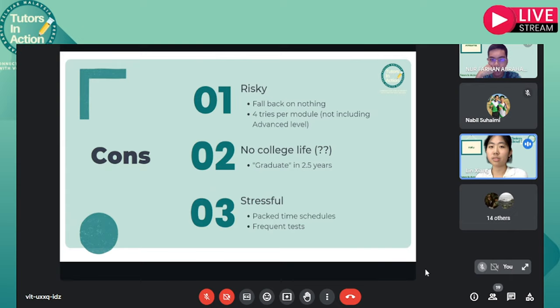Right, and it is a stressful program, like Nabil mentioned just now, right? We have packed time schedules. It is not uncommon for us to have classes that start from 8 to 4, with a 1 hour break in between. And then we also have frequent tests as well. So I will let you guys have a glimpse of my time schedule. You can go to the next slide.